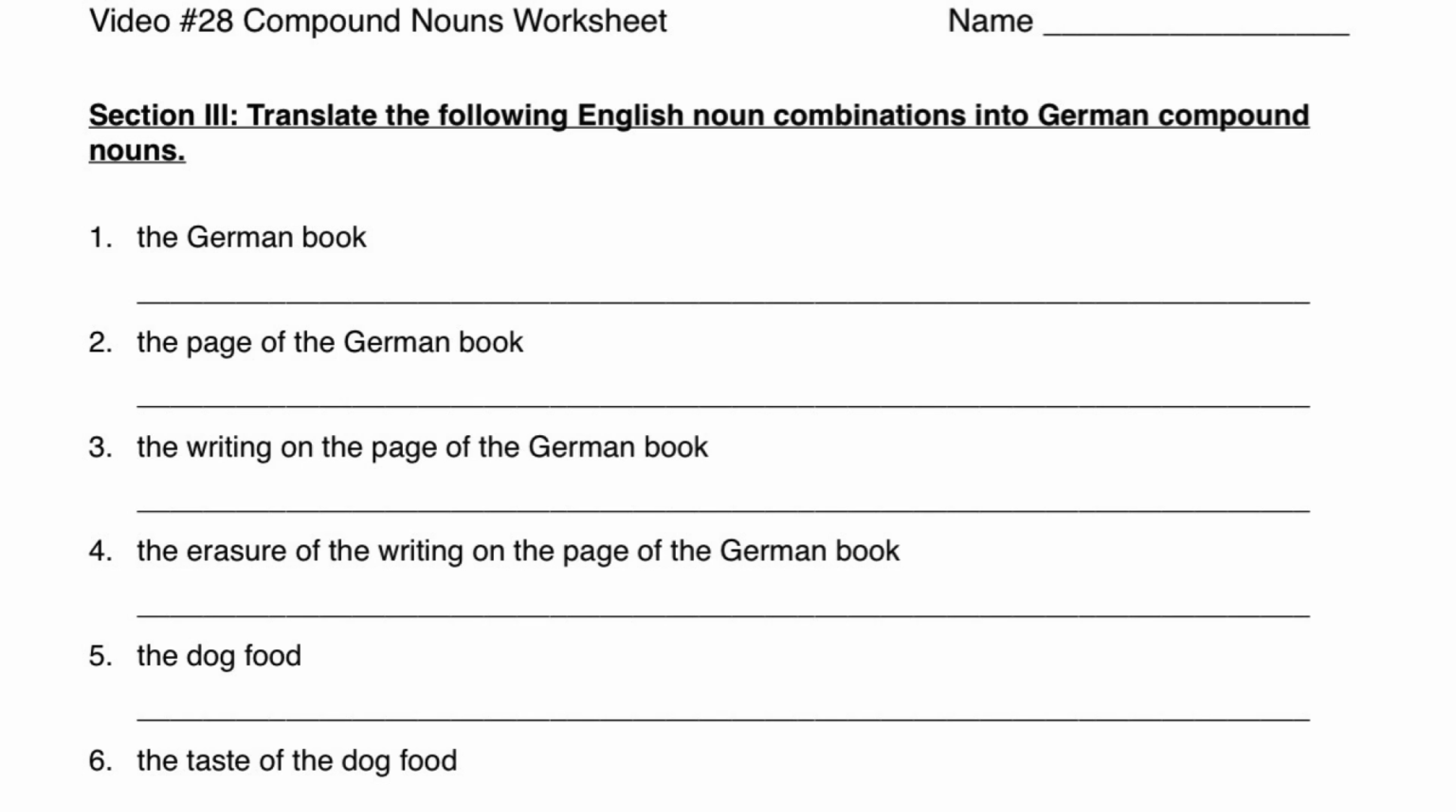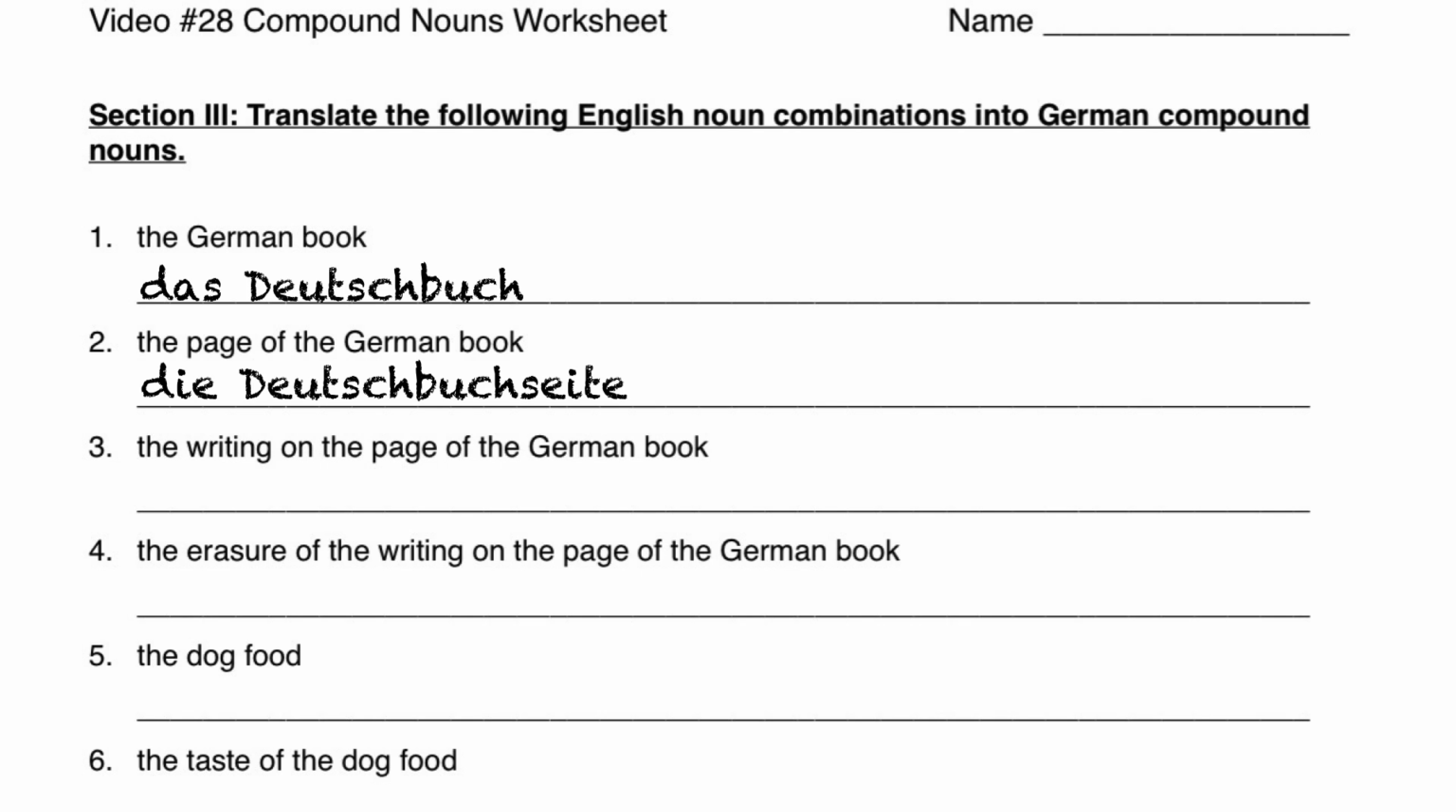So for example, the German book could have been das deutsche Buch, and it could have been 2 words, but instead we're going to say das Deutschbuch, the German book. Deutschbuch is 1 word and has Buch as the gender dictator here, so we have das Deutschbuch. The page of the German book would then be die Seite, the page, put together with das Deutschbuch. So we have die Deutschbuchseite, the page of the German book.